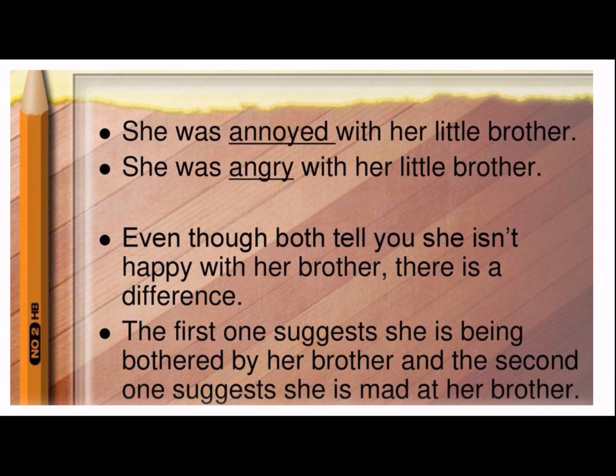Take a look at the first sentence. She was annoyed with her little brother. Now look at the second sentence. She was angry with her little brother. Is annoyed the same as being angry? Let's think about what those two words really mean. They both mean she's not happy with her brother, but there is a difference. The first sentence kind of suggests that she's bothered by her brother, whereas the second sentence kind of shows that she's mad. So there's a slight shade of difference between being annoyed and being angry.